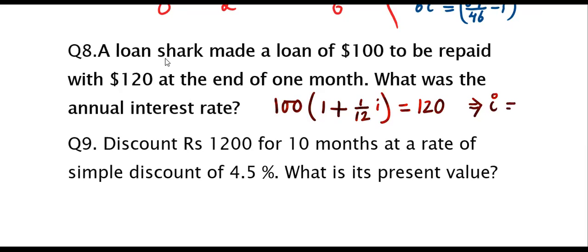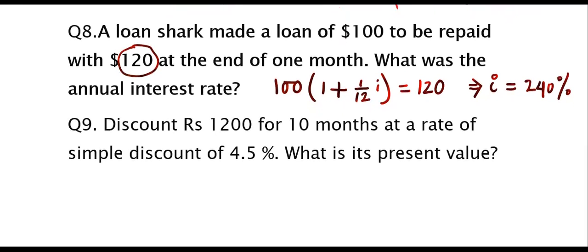It will be very high because monthly you are getting 20 extra. In 1 year, though it's simple interest, you will get a lot of amount. So it will cross 100%. Check it, it will be 240% interest, because remember I is the interest rate per annum here. It's not per month.